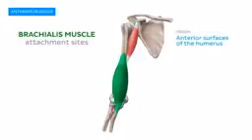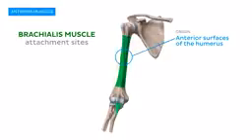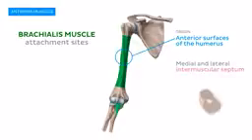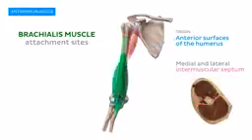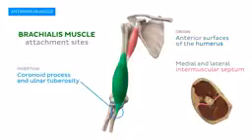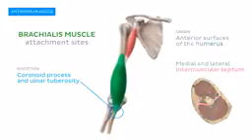The brachialis originates here from the distal half of the anterior surfaces of the humerus and also the medial and lateral intermuscular septum. In contrast to the biceps brachii, the brachialis has its insertion or distal attachment on the ulna, specifically onto its coronoid process and ulnar tuberosity.